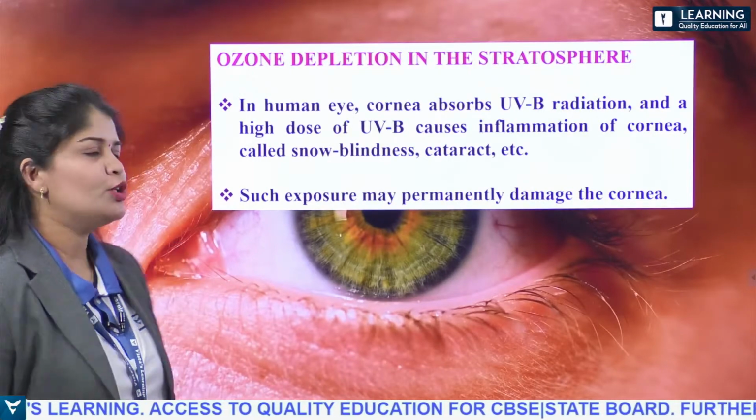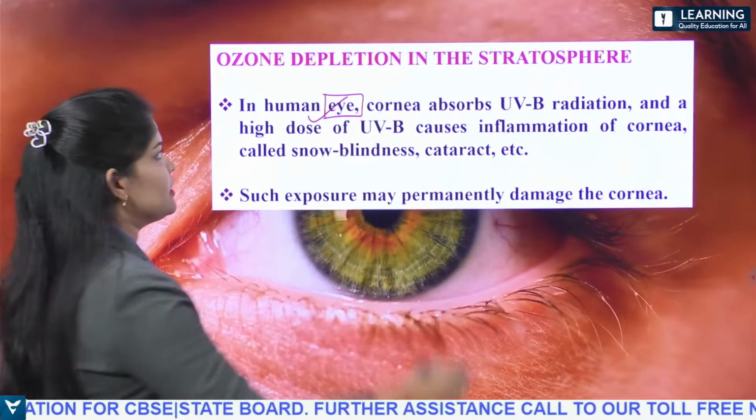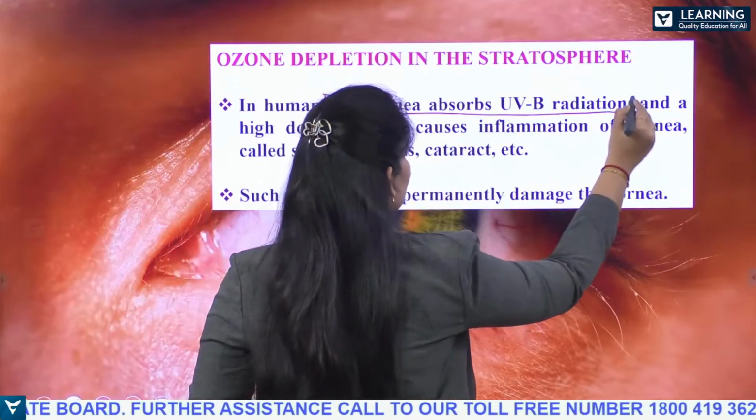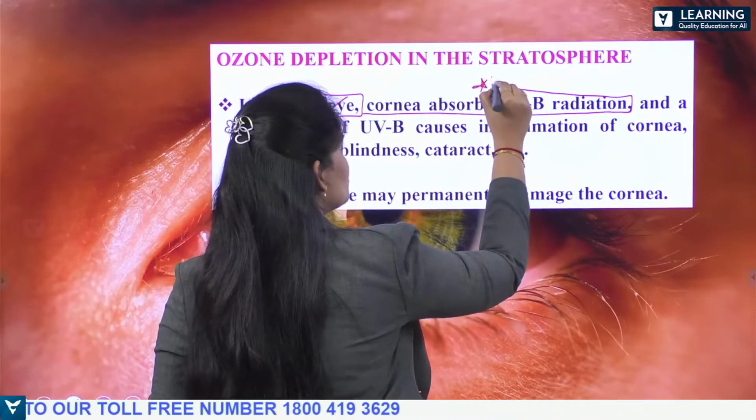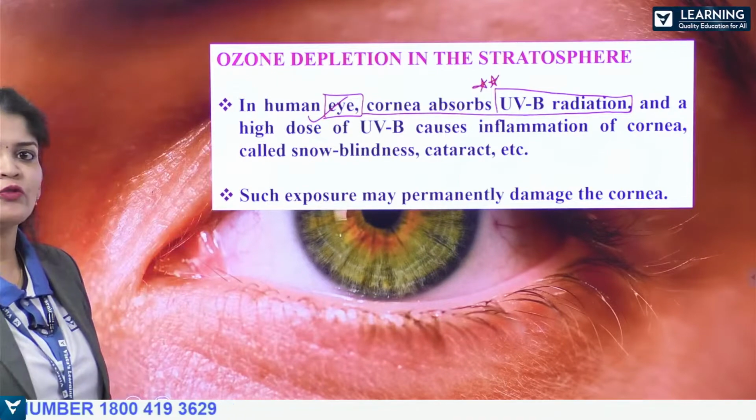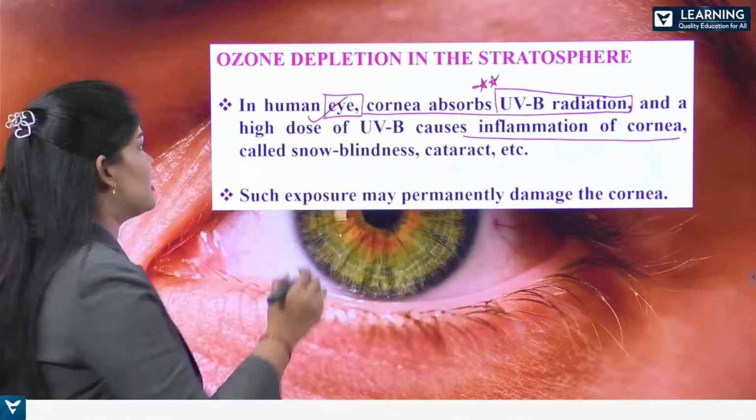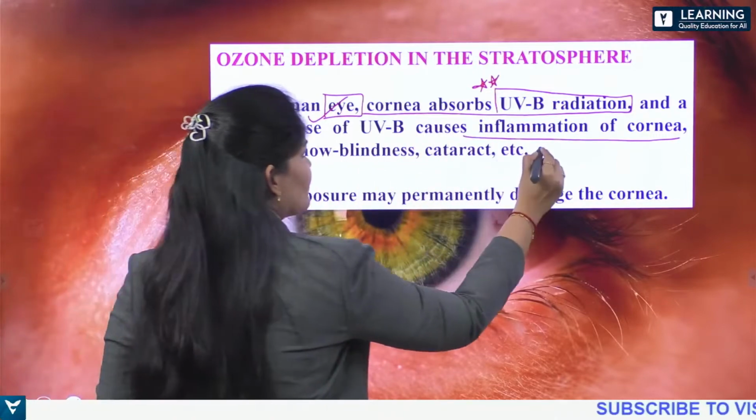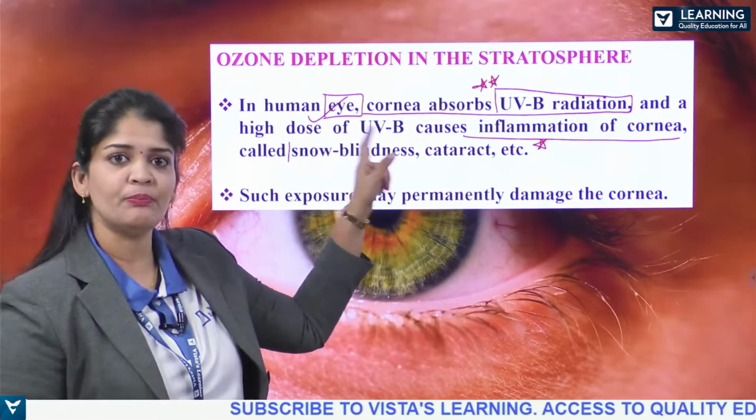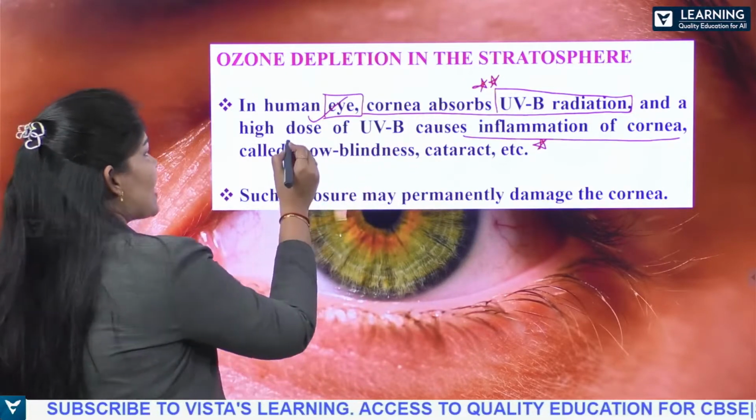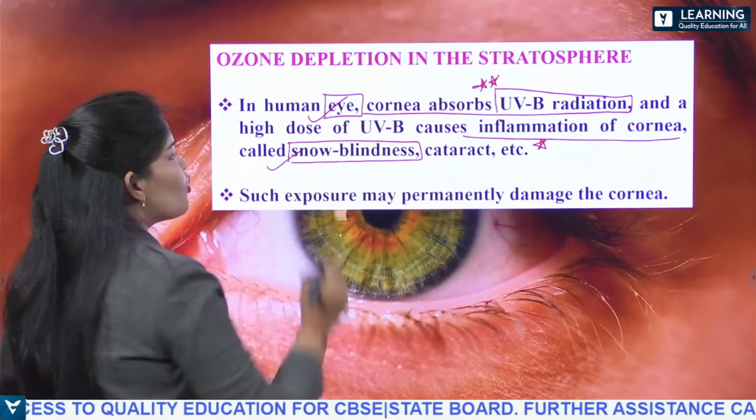Now, in the human eye, the cornea will absorb this UVB radiation. This is again an important point to be noted. And a high dose of UVB causes inflammation, swelling of the cornea. This condition is very, very important. Inflammation of the cornea is caused due to the absorption of UVB. Remember this point? That condition, that means swelling, inflammation of the cornea, we call it snow blindness.